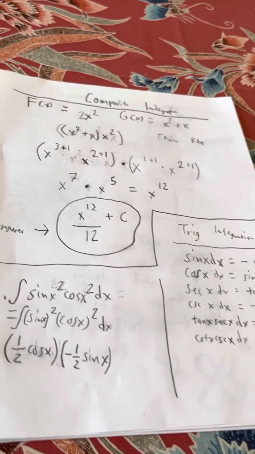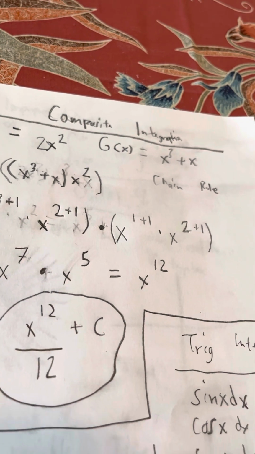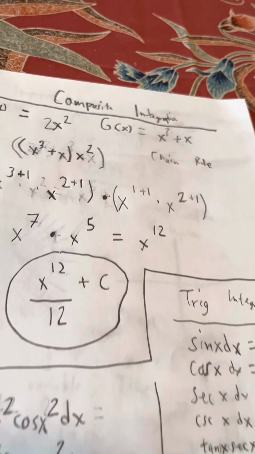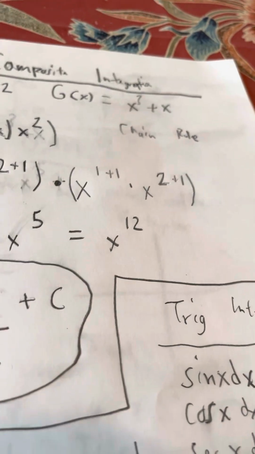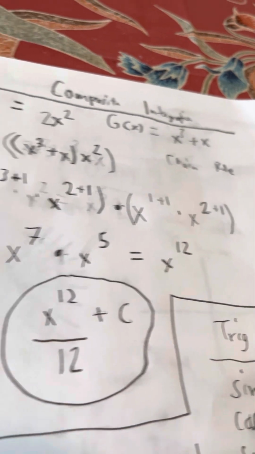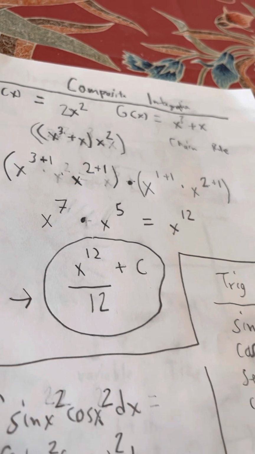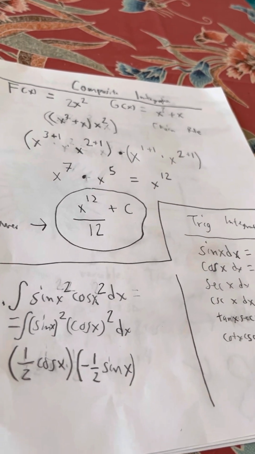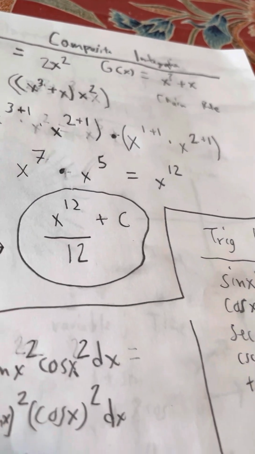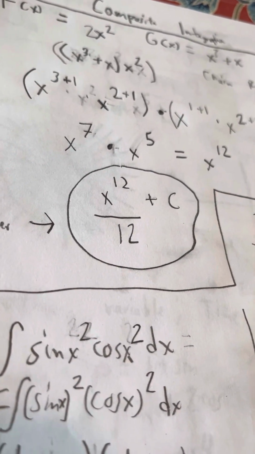After this, I'm going to go to a part 2. After all this, capital F of x, 2x squared, g of x, capital G of x cubed plus x. You do what's inside first, chain rule. You're getting this? And you're adding 1 to the power. You get x to the 12th power over 12 plus c.